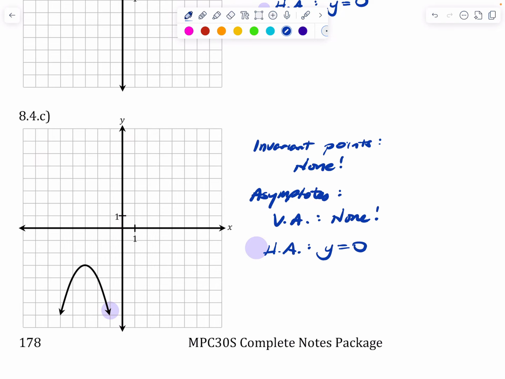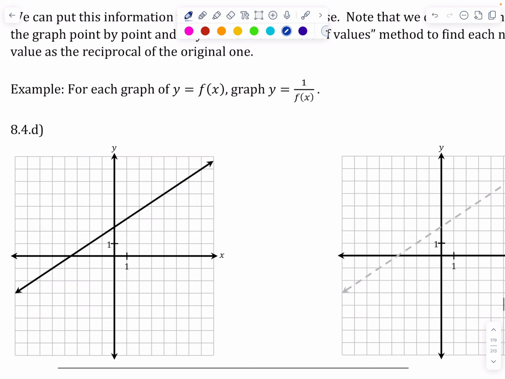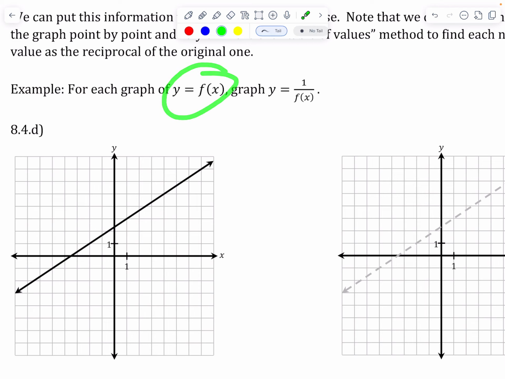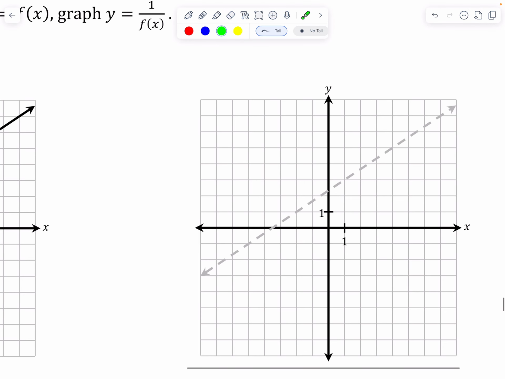So the next page has us actually graphing reciprocal functions. For each graph of y equals f of x, we're graphing y equals 1 over f of x. So that is the reciprocal. It doesn't say we have to state equations of asymptotes or anything, just graph the graph.